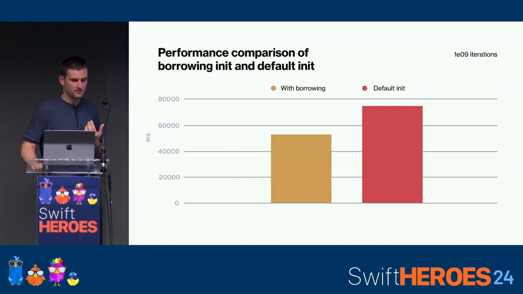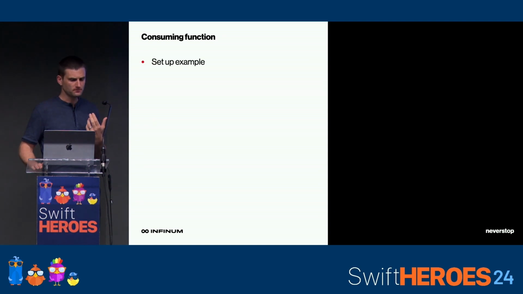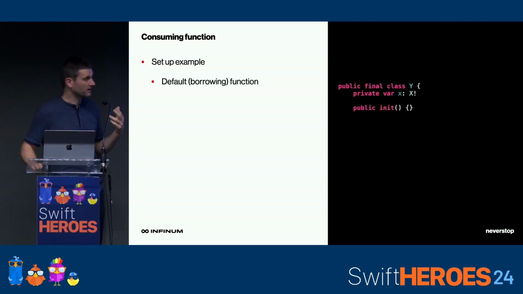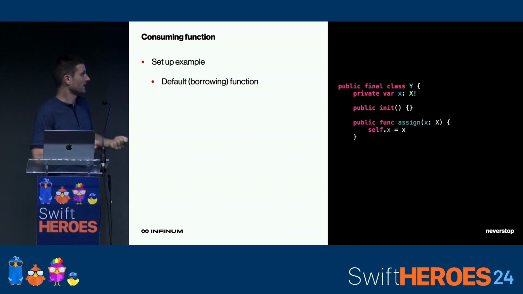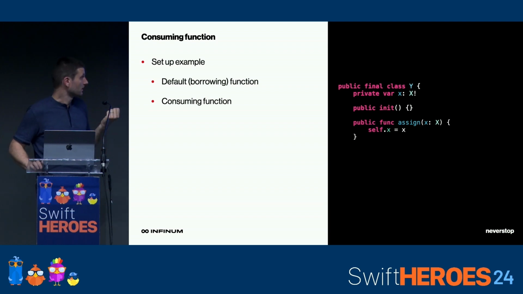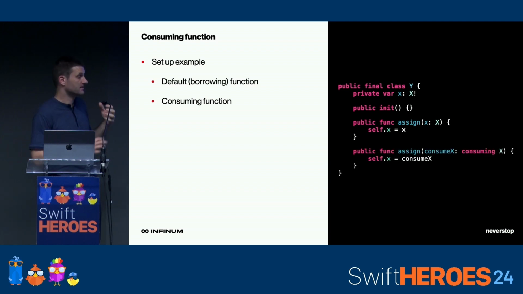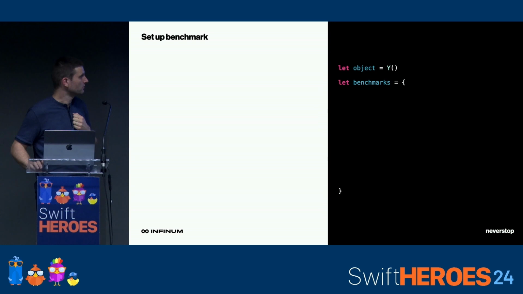And we can repeat this experiment for the consuming function as well. So we set up an example where we have this class again. We create a default borrowing function, this one, assign X, which is of type X, and we assign it to an instance variable. So keep in mind that this consumes the parameter, so the default convention will be incorrect, so to say. And we need another one, a consuming function, whose parameter is annotated with consuming. And it does the same thing, it stores it. But now the parameter is more correctly annotated. Finally, we need to set up a benchmark.